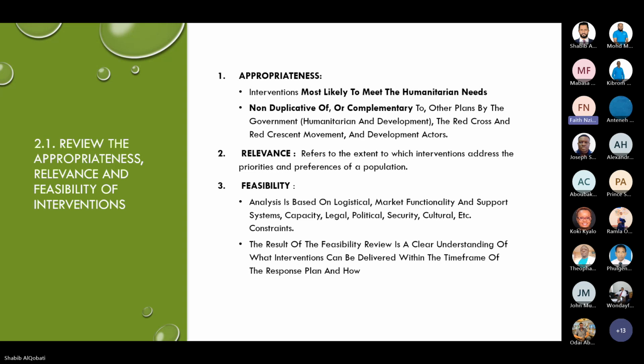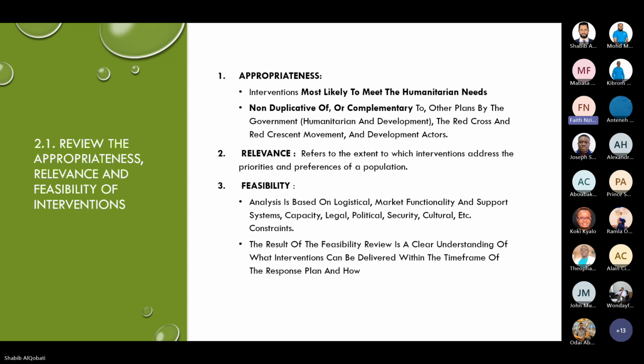The second step is relevance, and this is very simple: it refers to the extent to which interventions address the priorities and preferences of our population. And the third step is that the prioritization process should be based on a feasibility review, which should provide a clear understanding of what interventions can be delivered within the time frame of the response plan. This should be based on the constraints that the clusters are facing. Most of the time you find response plans are for 1 year, but sometimes we also have response plans for 6 months or different time frames. So whatever you're trying to prioritize, is it possible to do it?